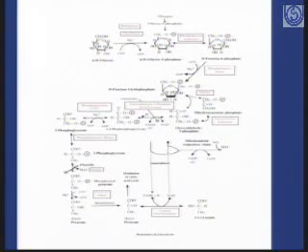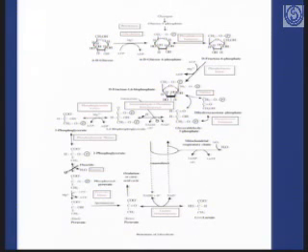Now going back to the cycle, glucose 6-phosphate is formed. Now this reaction is irreversible. Under physiological conditions, this reaction is irreversible, and it is one of the regulatory reactions of the metabolic pathway. So it's one of the main regulatory reactions.